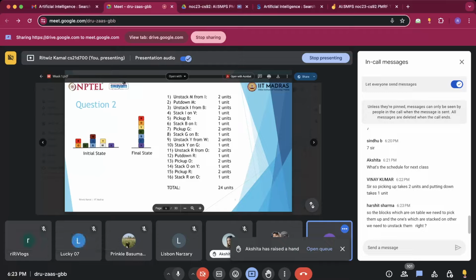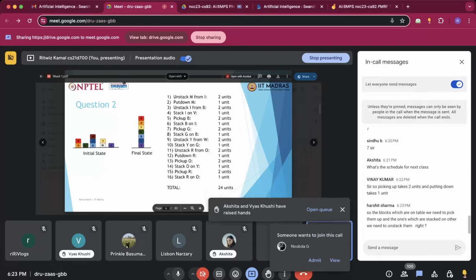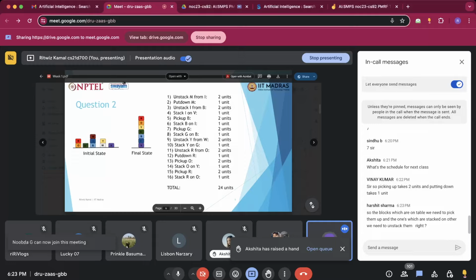And yes, the blocks that are on top of the table, we need to pick them up, and the one that is already on top of another box, we need to unstack them, right? And then you have to place it back again. If you are placing it back directly on the table, we say we put down the box, and when we place it on top of another box, we say that we are stacking it on top of another box.